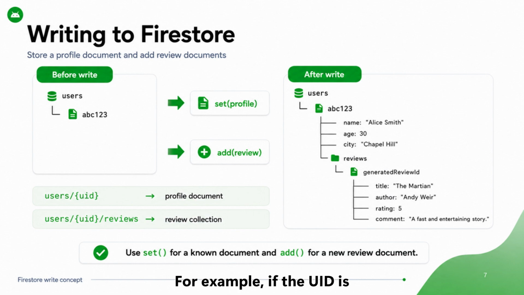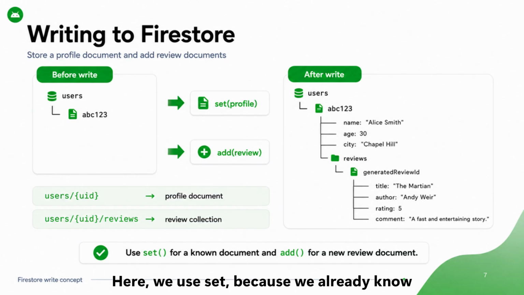For example, if the UID is ABC123, the profile is stored in users/ABC123. Here, we use set, because we already know the document location. The second write is a book review. A user can have many reviews, so we store those reviews in a subcollection under the user document.